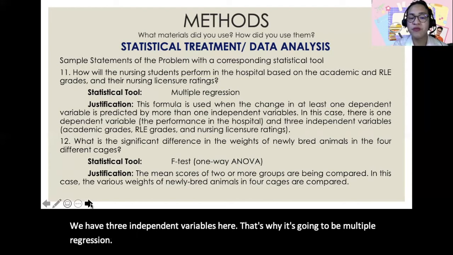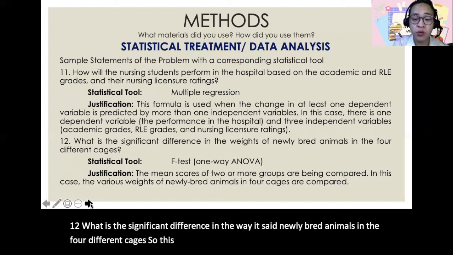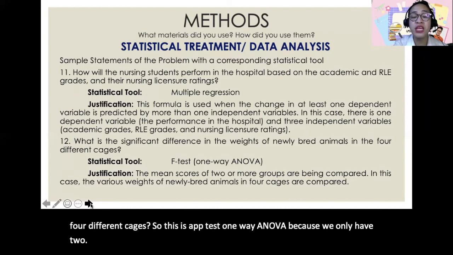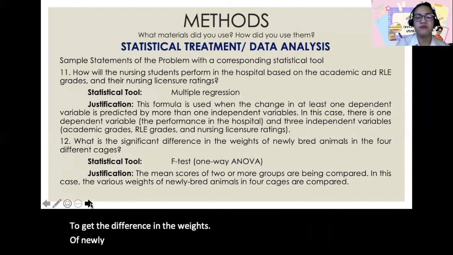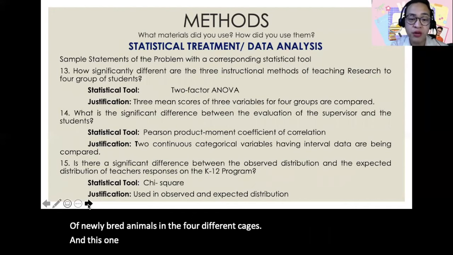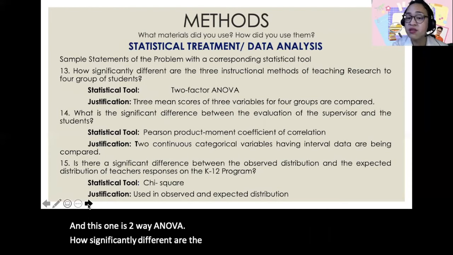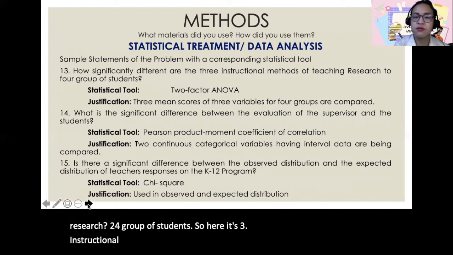12. What is the significant difference in the weights of newly bred animals in the 4 different cages? So this is F-test, one-way ANOVA, because we only have to get the difference in the weights of newly bred animals in the 4 different cages. And this one is two-way ANOVA. How significantly different are the 3 instructional methods of teaching research to 4 groups of students? So here it's 3 instructional methods. So that's more than one variable.